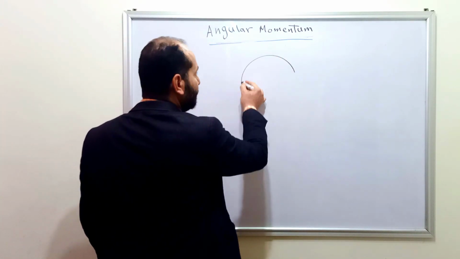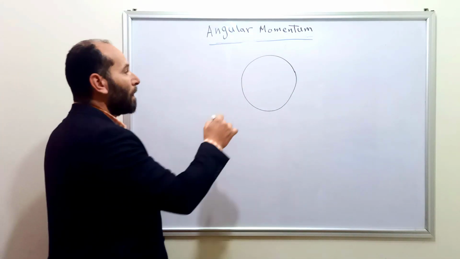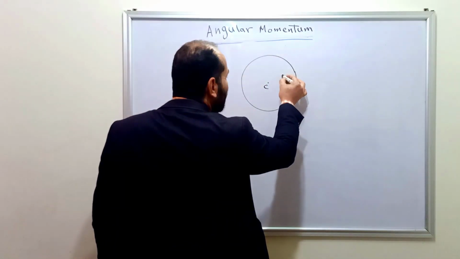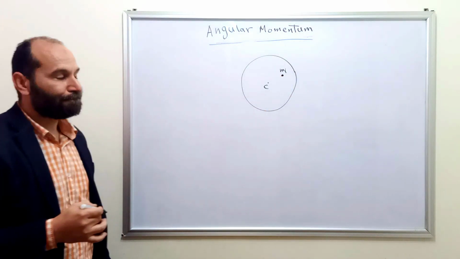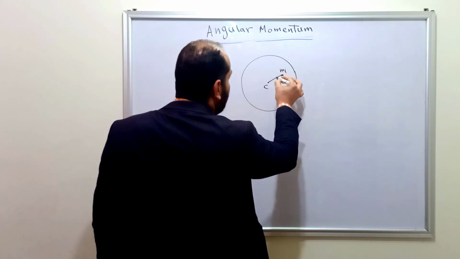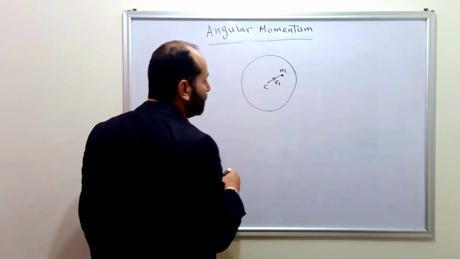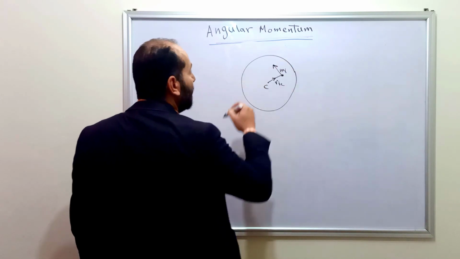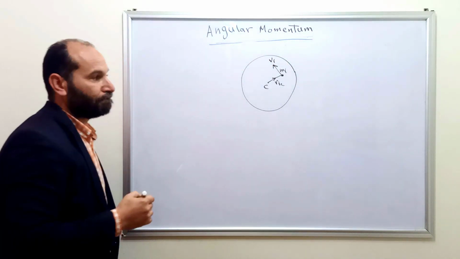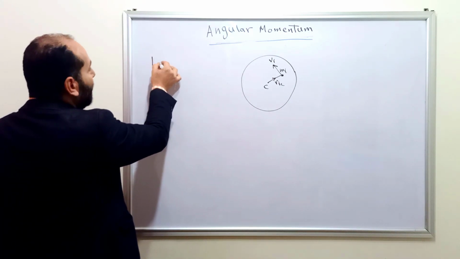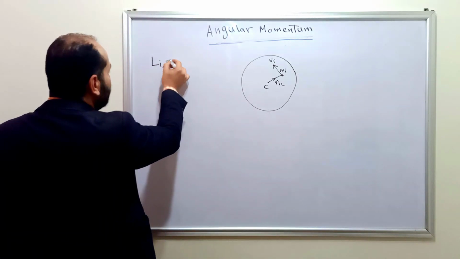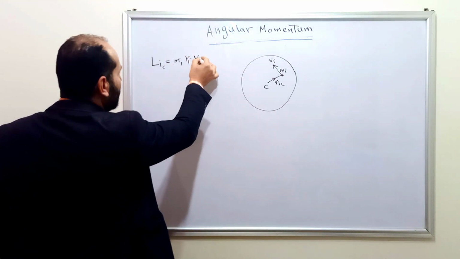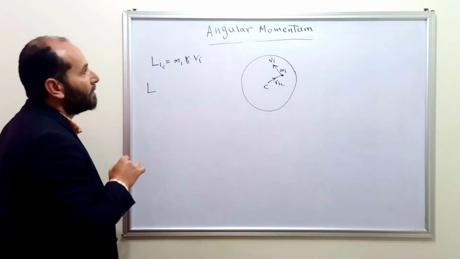If we take a disk, and the center of mass of the disk here is called C, and we have a little mass here called Mi, and it has a position vector Ri according to C, and this mass has a velocity Vi. So Li according to C equals Mi Ri Vi.